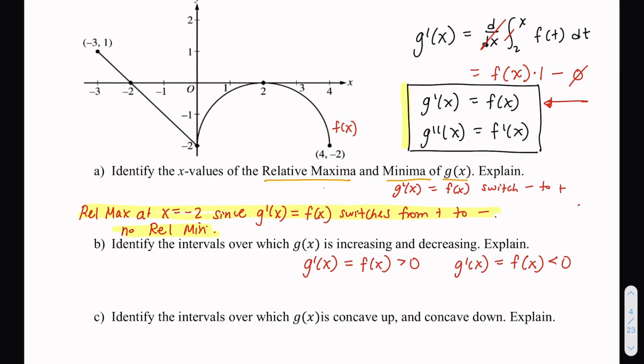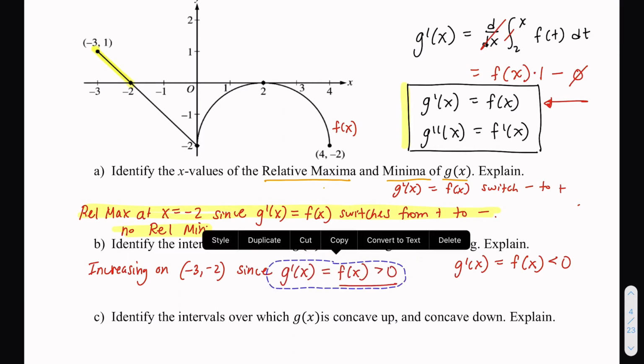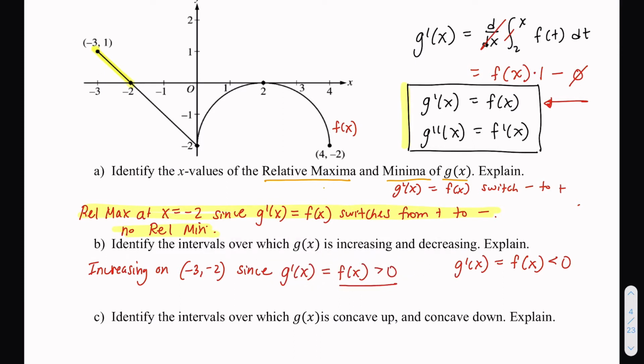So what does this mean? Again, we're not interested in the g prime part because we have the f graph, so let's focus on that. We want to know where f is greater than 0. That basically just means where we're above the axis. That's true from here to here, on the interval from -3 to -2, since g prime, which is f, is greater than 0.